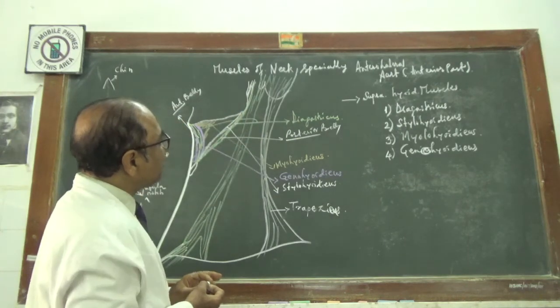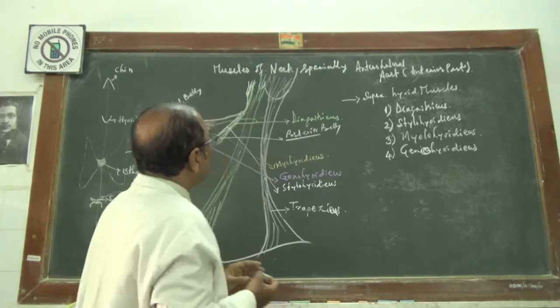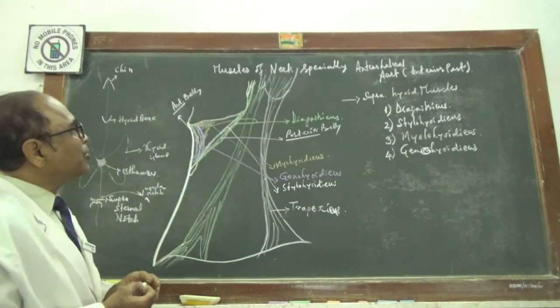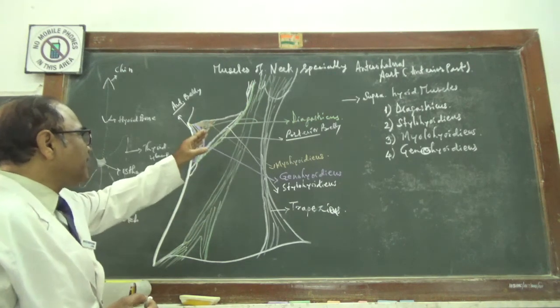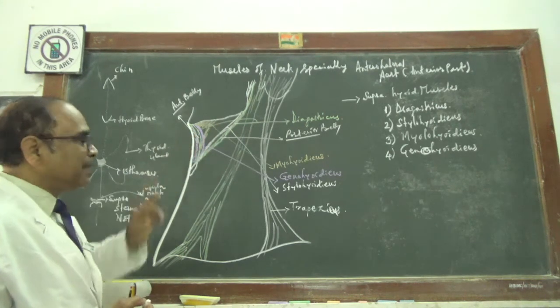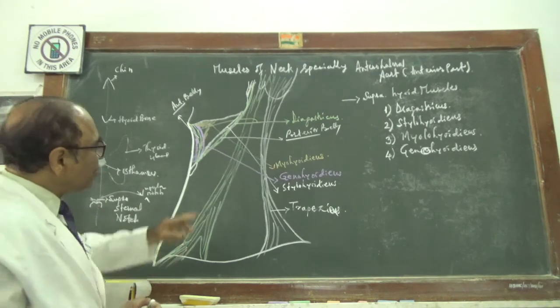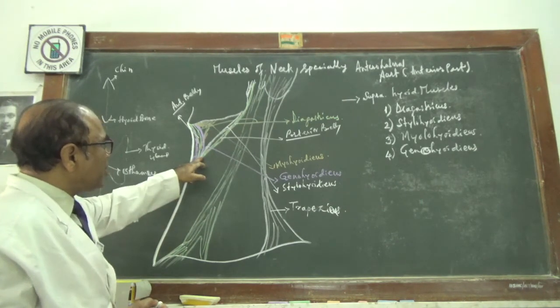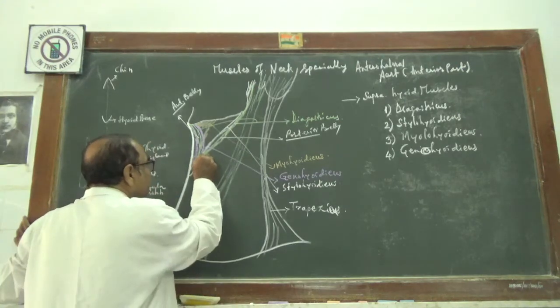The posterior belly of the digastricus muscle takes origin from the posterolateral aspect of the styloid process. It originates and runs straight downwards and forwards to reach the anterior belly of the digastric. Now, when it reaches the anterior belly of the digastric, it will form one tendon.